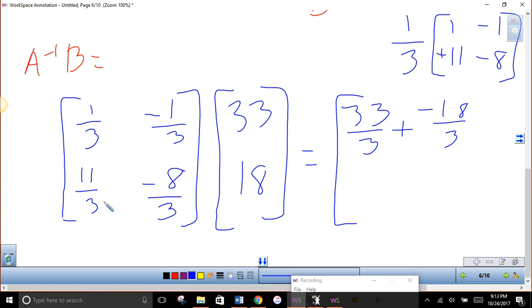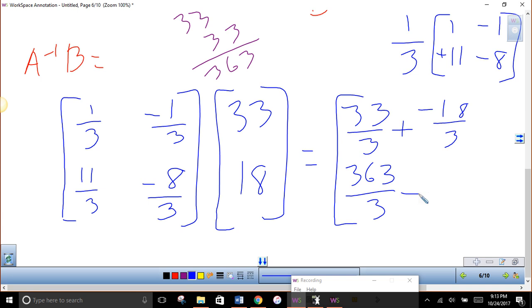Second row, second column will give me the second answer here. So 11 times 33. Nice little trick for you. Whenever you multiply by 11, you can do it like this, where you shift it over one and you add straight down. It's going to give me 363. Okay, so I've got 363 thirds. You should still be happy.